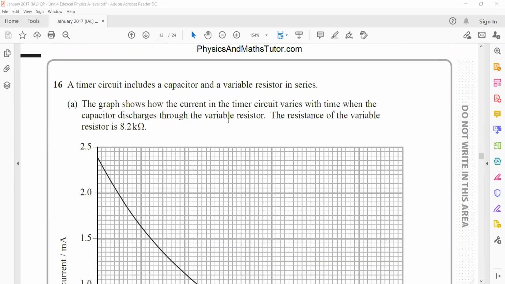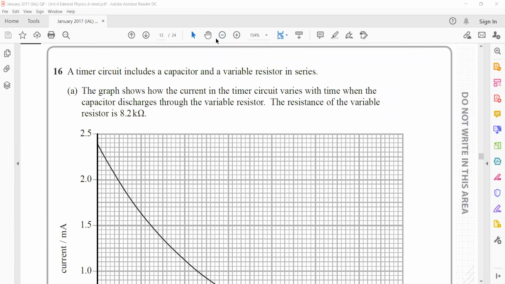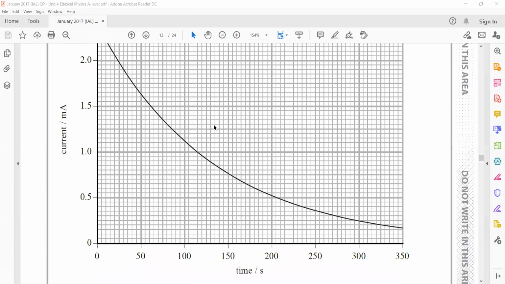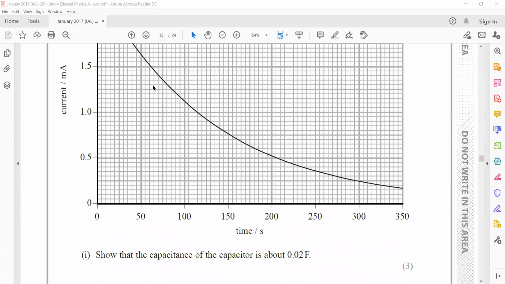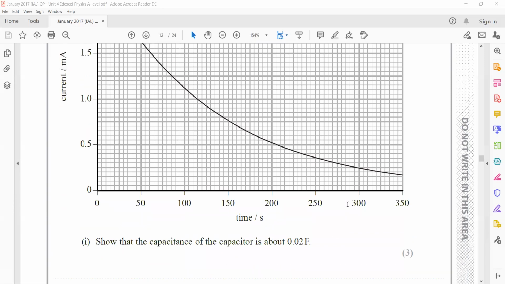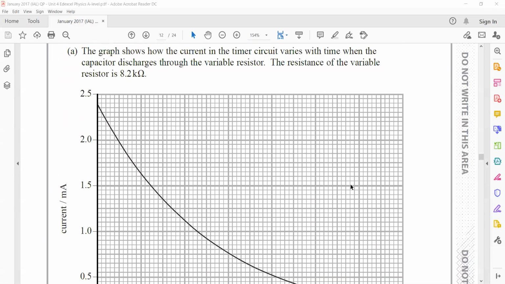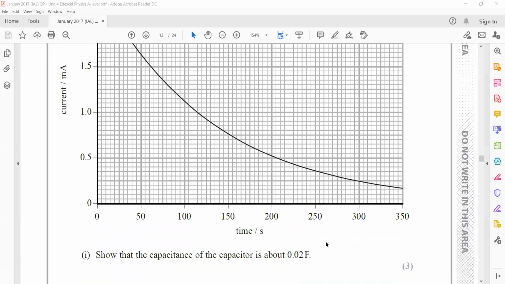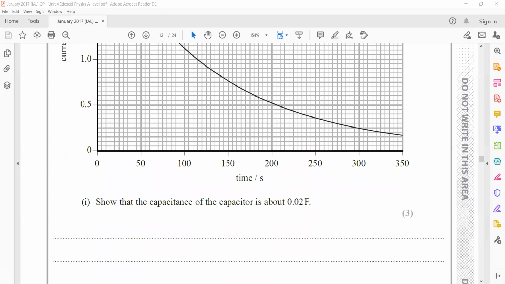Okay. The timer circuit includes a capacitor and a variable resistor. They are connected in series. The graph shows how the current in the timer circuit varies with time when the capacitor discharges through a variable resistor. The resistance of the variable resistor is 8.2 kilo ohm, or 8,200 ohms. Show that the capacitance of the capacitor is about 0.02 farad. So how can we work it out? It's 3 marks.